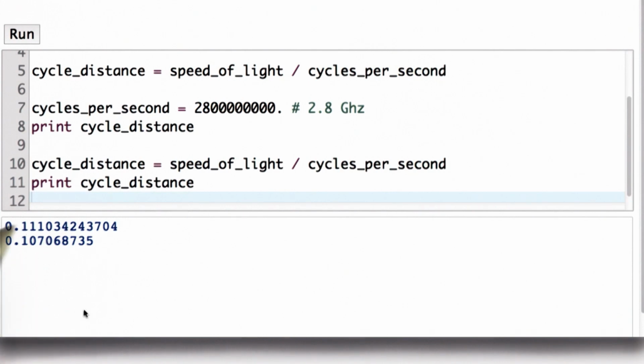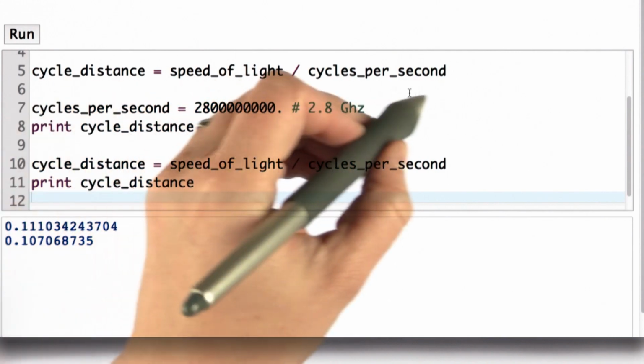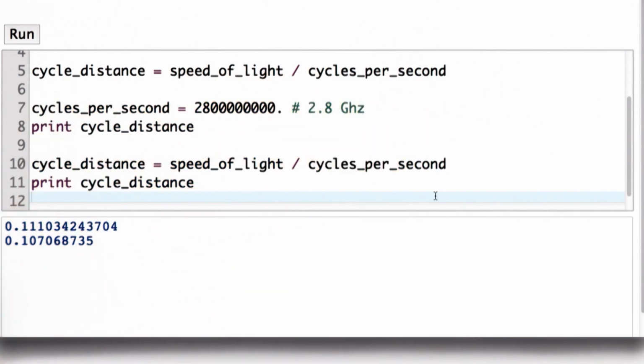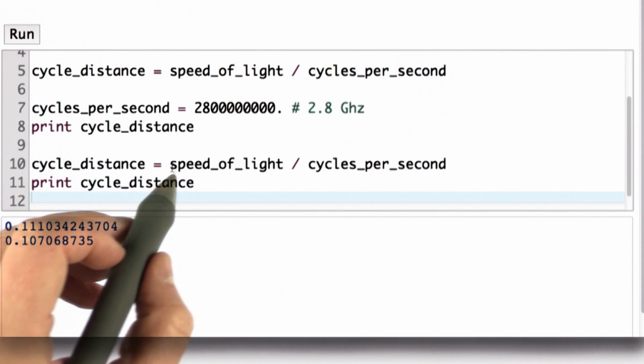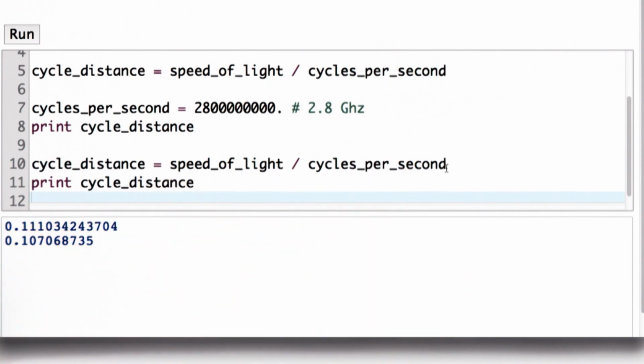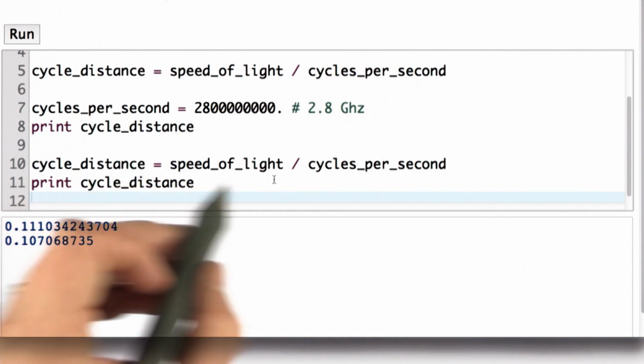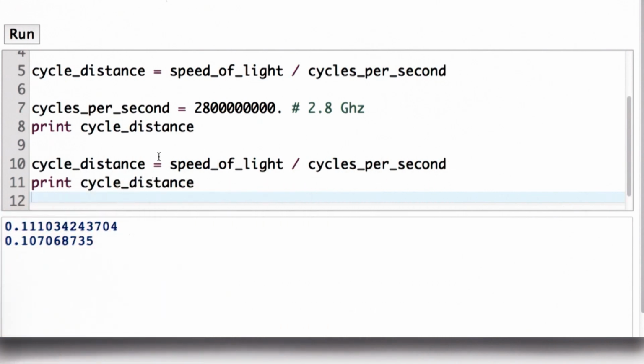So what happens now that we have assignment, the same expression can have different meanings different times we evaluate it. The value of this speed of light divided by cycles per second depends on what the current value of cycles per second is. When we evaluate the first one, the value was 2,700,000,000. So we got a different result, which is the 0.111 result we got the first time. When we evaluate the same expression the second time, the result's different because the value that cycles per second refers to is different, and that's why we get the smaller cycle distance the second time.